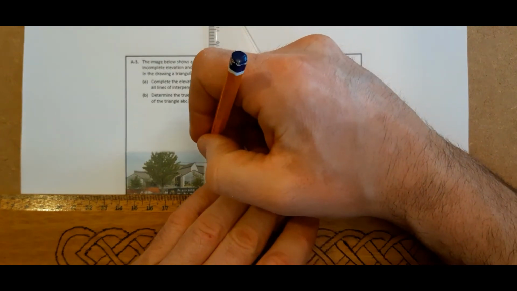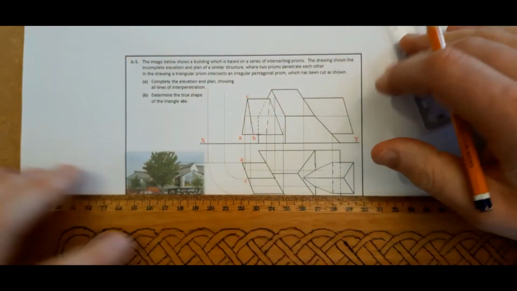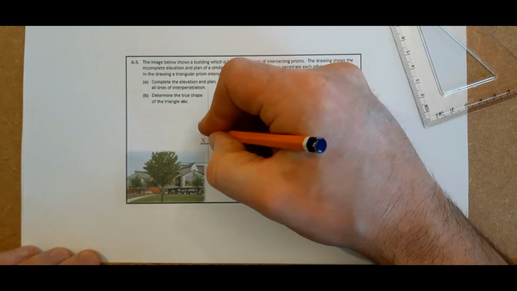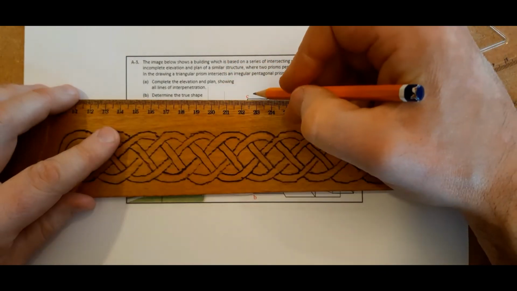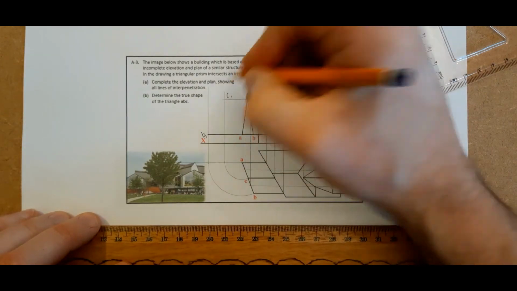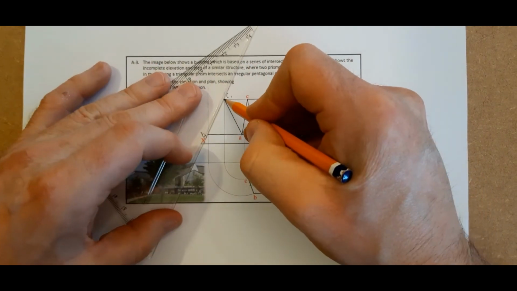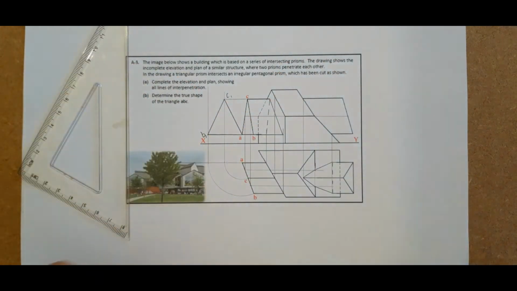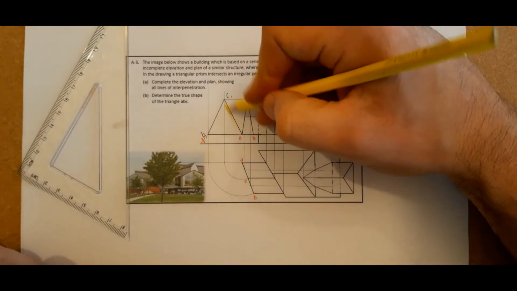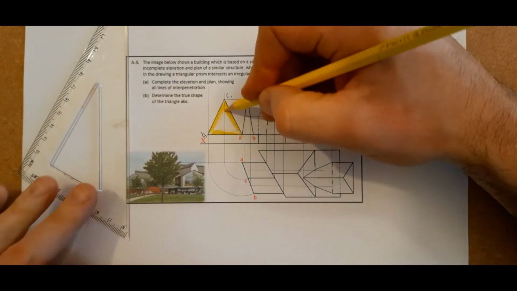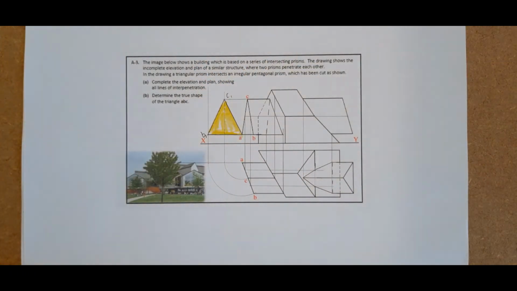Now we can bring up these lines and then bring them out. So this will give you B1 and C1 up here. And that there, folks, is the true shape that we've been asked for in part B.